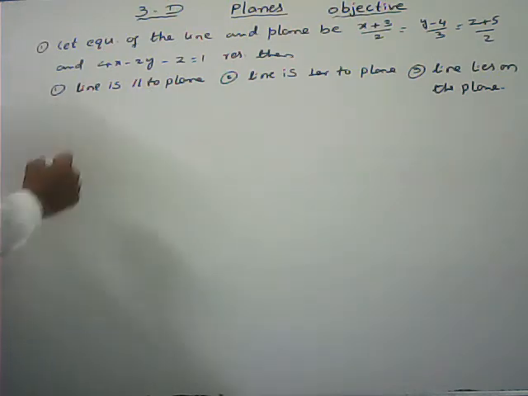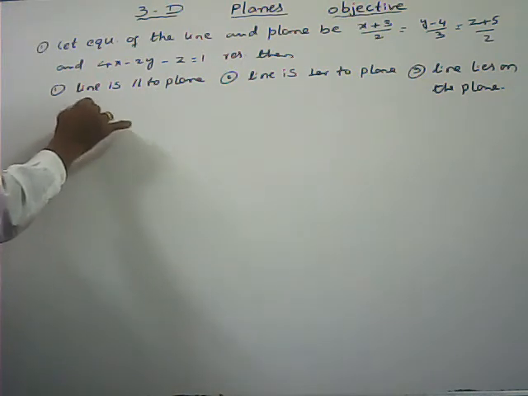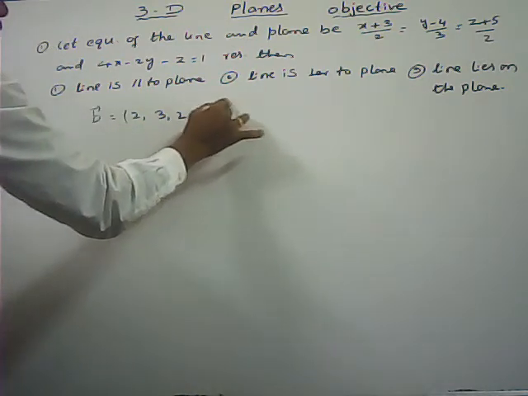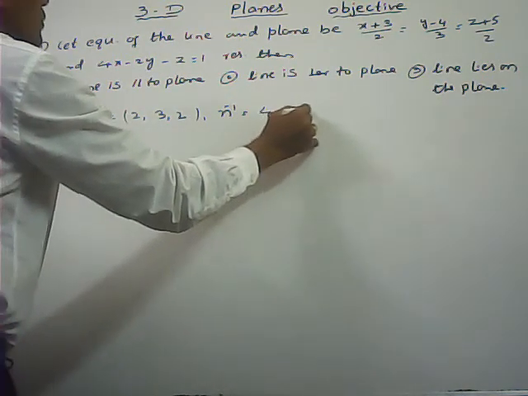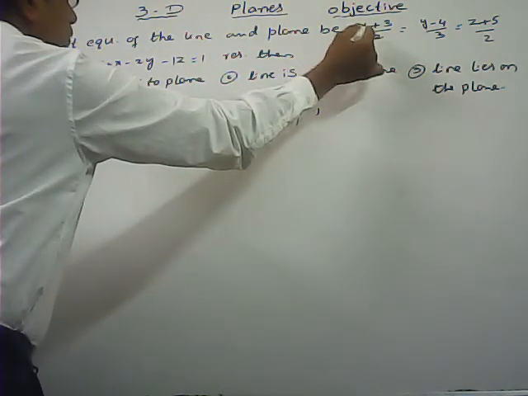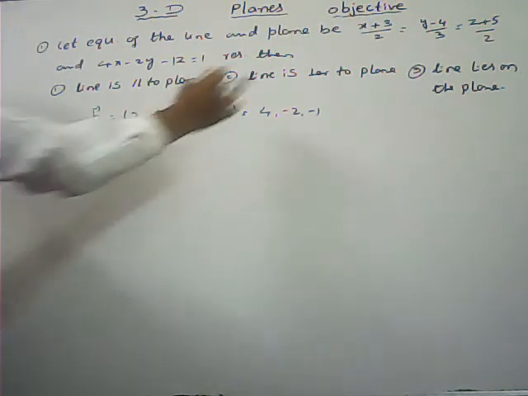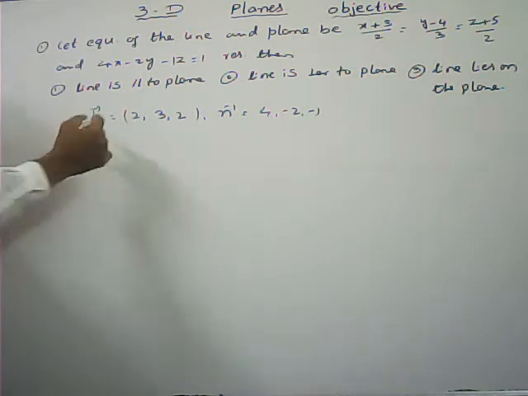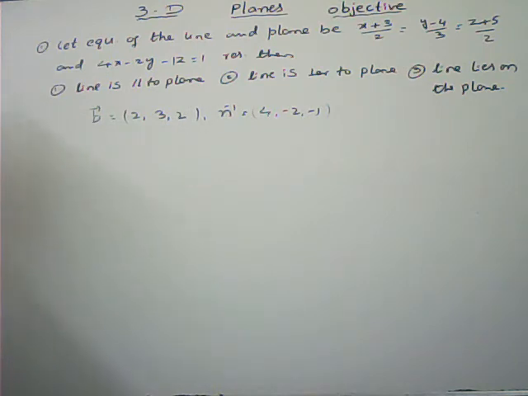Here we can observe one thing. What are the direction ratios of the line? The direction ratios are 2, 3, 2, and the normal direction ratios of the plane are the xyz coefficients: 4, minus 2, minus 1. The direction ratios of the line are the denominators, and we should check that the equation is in standard form, where the xyz coefficients are always 1. Now these are the direction ratios of the line and the normal direction ratios of the plane.